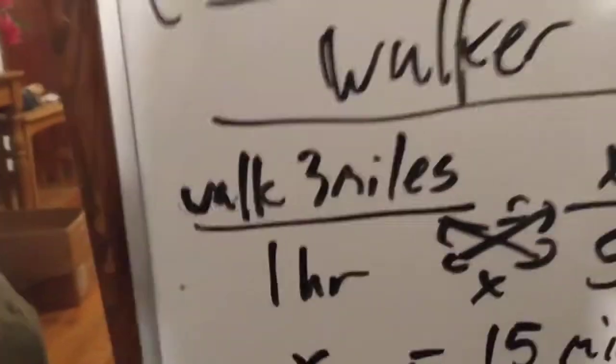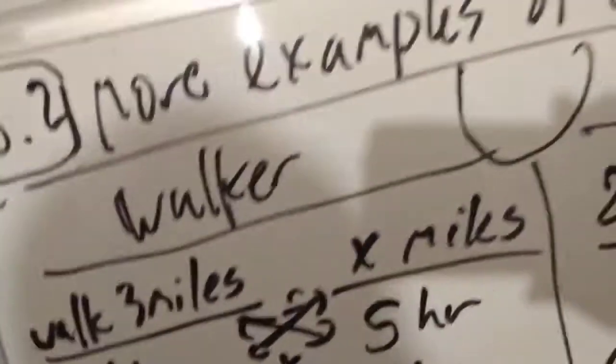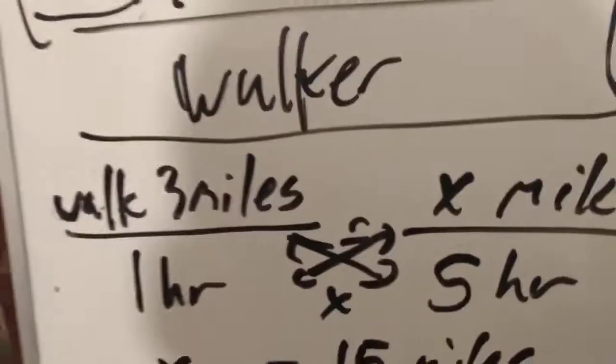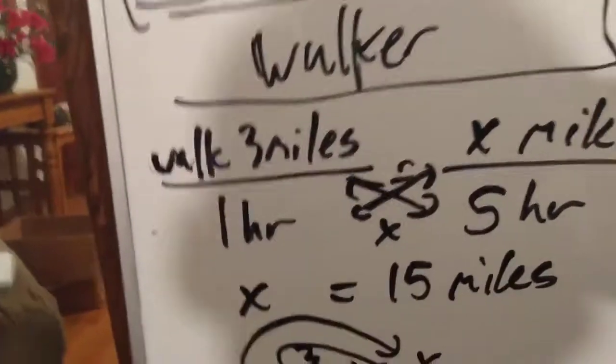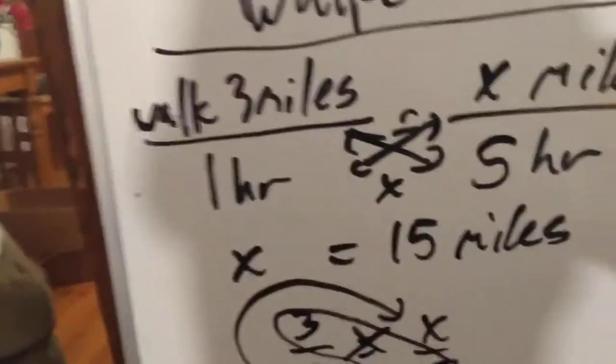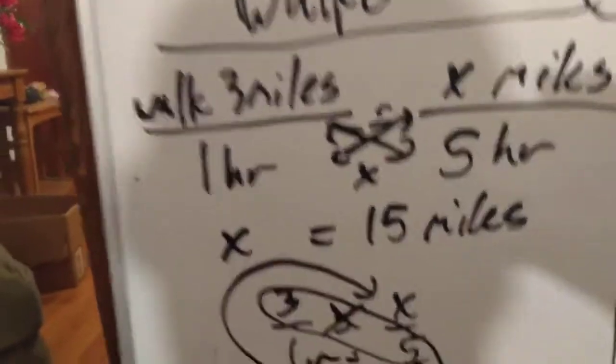Suppose a walker walks 3 miles in 1 hour. That sounds reasonable, a mile every 20 minutes. We would like to know how many miles he can do in 5 hours. Well, this is a rate and that's a rate. Usually you have two rates equal to each other, two rates equal to one another, so you use a proportion, like a crisscross thing.